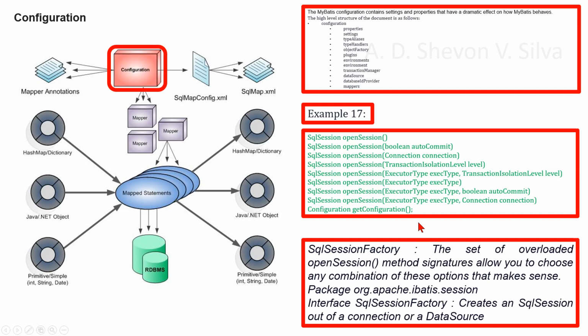Execution. Do you want MyBatis to reuse prepared statements and/or batch updates, including inserts and deletes? The set of overloaded openSession method signatures allow you to choose any combination of these options that make sense. The default openSession method, which takes no parameters, will create a SqlSession with the following characteristics.